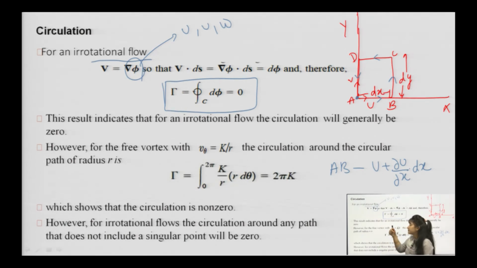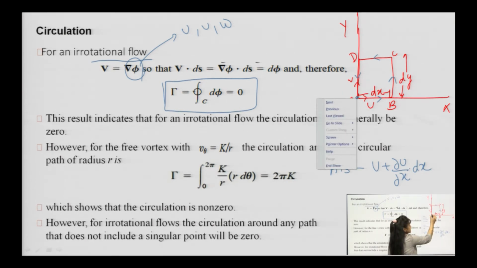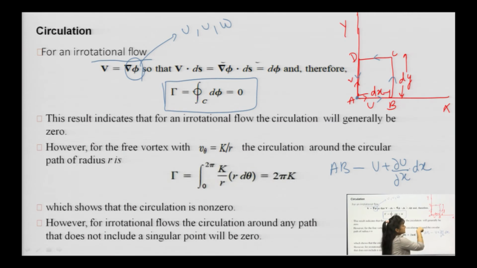Here you can see, if it is irrotational, if you are substituting this value, and it is irrotational, meaning there is no rotation, then this circulation value will always be 0. I will underline it.